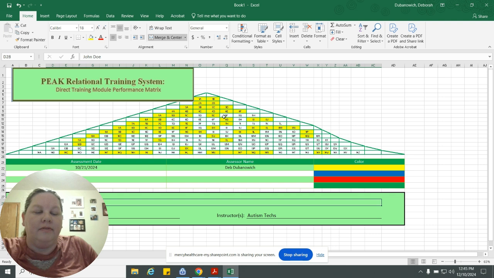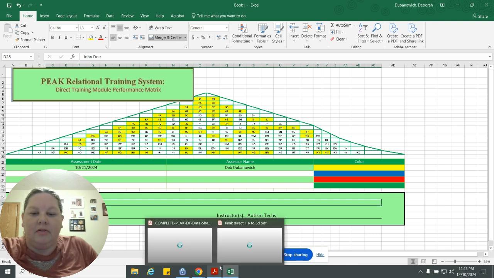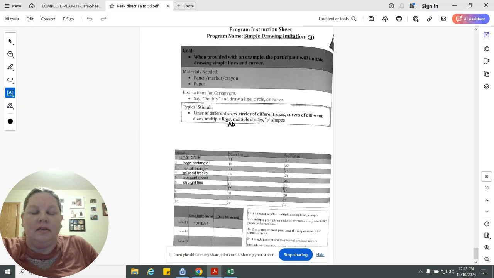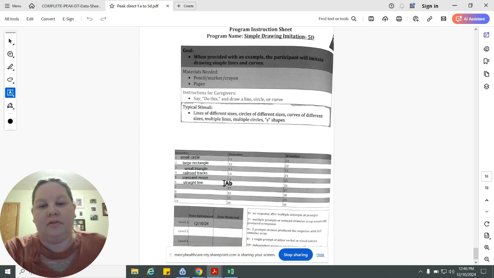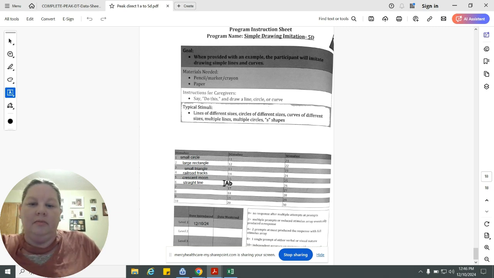So we're going to jump to 5D because we want to look at how to master programs. In this case, we have simple drawing imitation. I wrote some of them in. I didn't write in all of them, but just to get an idea of the data. This one is to do this and then draw a line, a circle, curve, shape, multiple circles, whatever you choose. Here I did small circle, large rectangle, small triangle, railroad tracks, crescent moon, straight line. You can pick what shapes or sizes you would like when running the program. And then here's our data sheet.